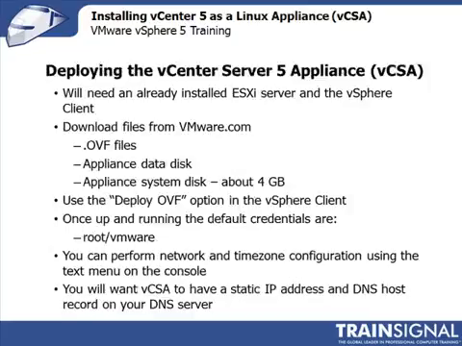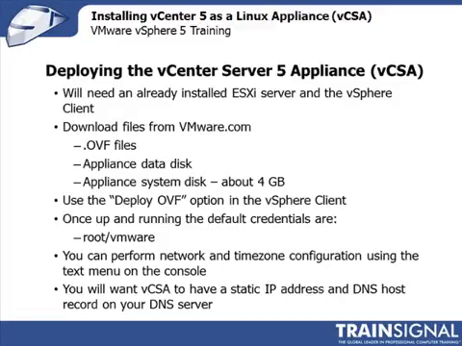Now that you know the good and the bad of deploying vCenter Server 5 as an appliance, let's talk about the requirements, the deployment process, and the configuration once it's up. First off, this is going to assume that you already have an installed ESXi server and the vSphere client. If you haven't done that yet, there's other lessons in this course that'll walk you through that process. You'll need to download files from VMware.com that you'll use to import the vCSA. Those files are the .ovf files, the appliance data disk, and the appliance system disk.